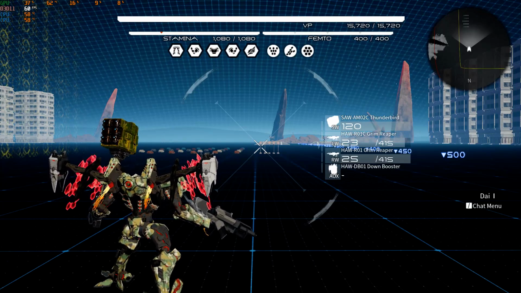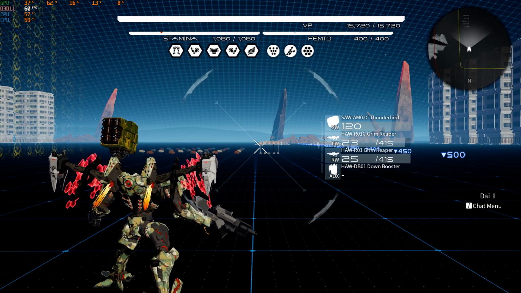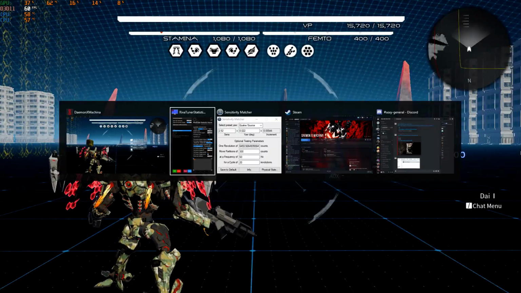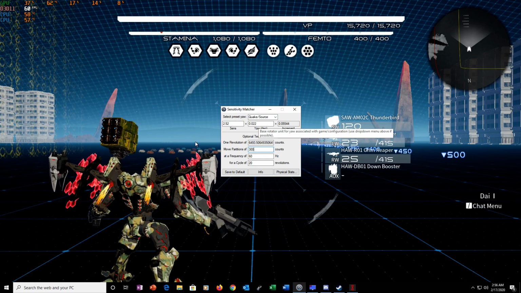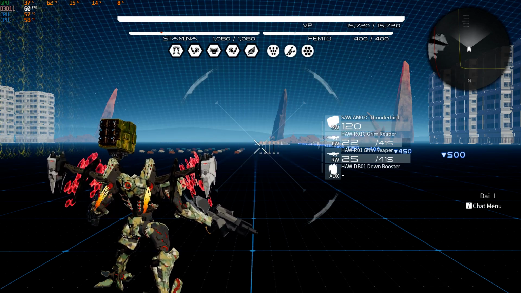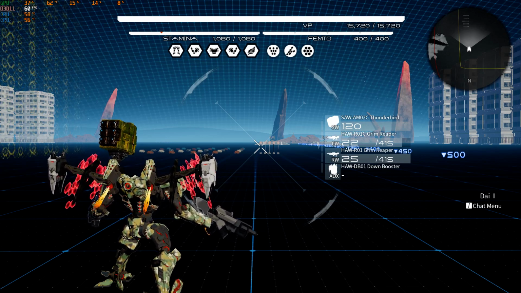Hi, this video is going to demonstrate the mouse sensitivity being linked to the frame rate. So right now I'm at 60 FPS and I can do a 360, and the app I'm using to do the 360 is called Sensitivity Matcher. Basically, the lower your frame rate, the higher your sensitivity, and the higher your frame rate, the lower your sensitivity.